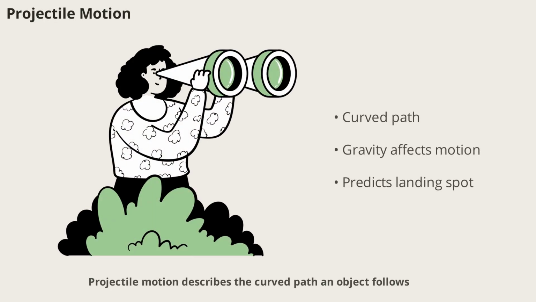Projectile motion describes the curved path an object follows when it is thrown or launched into the air. The motion is influenced by two forces: gravity, which pulls the object downward, and the initial force that propels it forward. Examples include a basketball shot, a cannonball, or a football kick. Understanding projectile motion helps us predict where objects will land and how to aim or launch them accurately.